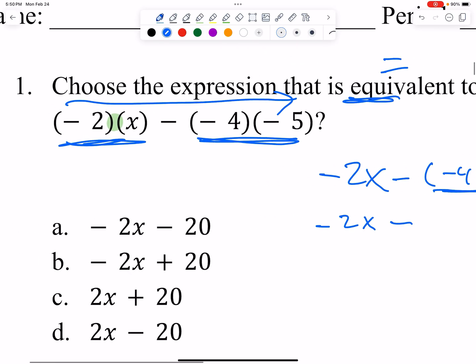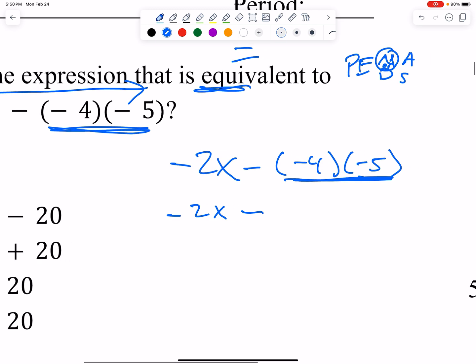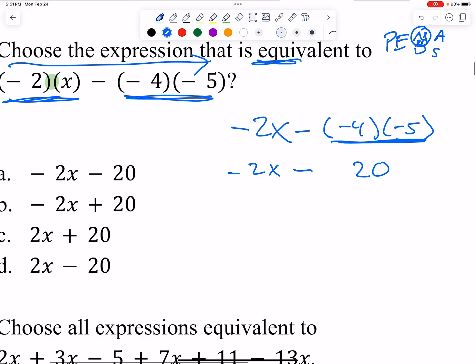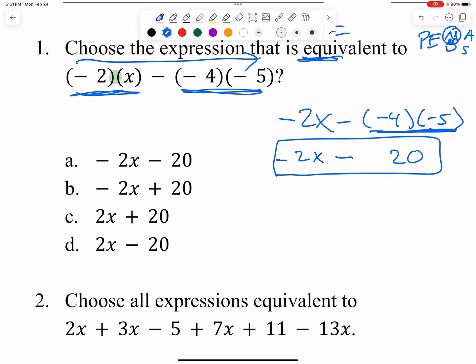Can I use a calculator? No. So do you know what a negative times a negative is? Hopefully you realize that's a positive. And 4 times 5 is just 20. So now we have an expression. Negative 2x minus 20. Which one of those is going to be it? And in this case, it's just A.